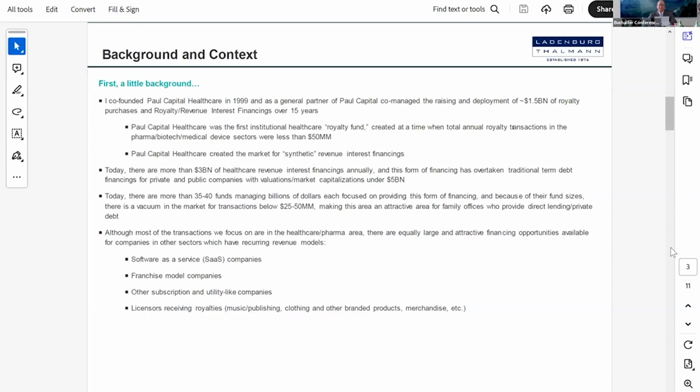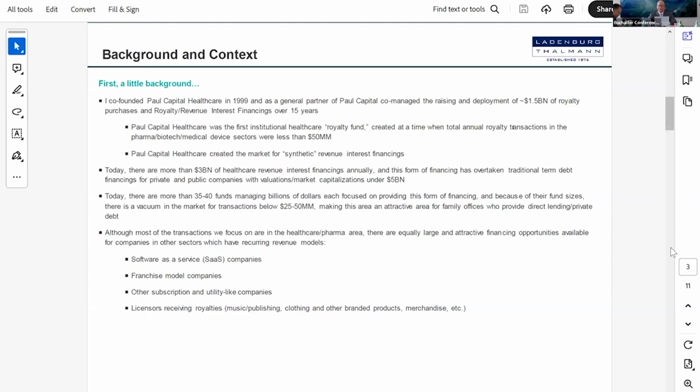So although 90% of the work that I've done over the last 25 years has been in the healthcare market, this form of financing is very available for companies that are not in the healthcare market, that have recurring revenue models, whether they're SaaS companies, so software as a service. So any of you that use Microsoft Outlook on your computer, you pay a royalty every year to Microsoft. So SaaS companies are ideal to raise this form of financing.